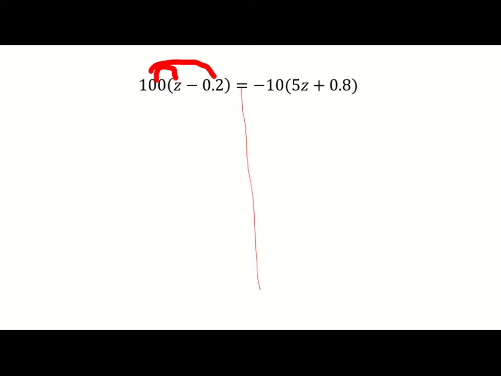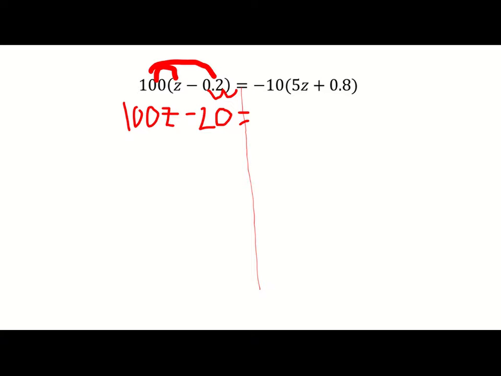So 100 times z, that's pretty simple. That's going to be 100z. And then 100 times negative 2/10. So the trick is, whenever you multiply by 100, you just move the decimal 2 places to the right. So I would move my decimal 2 places and find that 100 times negative 2/10 would be negative 20. Now, if you don't like that trick, or you don't think you'll be able to remember it, then you can just always off to the side multiply out 100 times 2/10, and you'll still get the same thing.